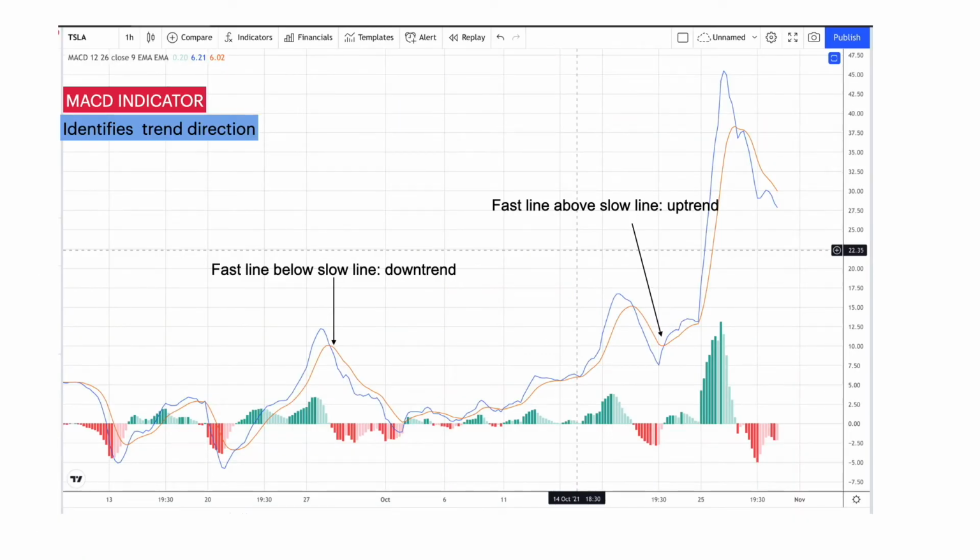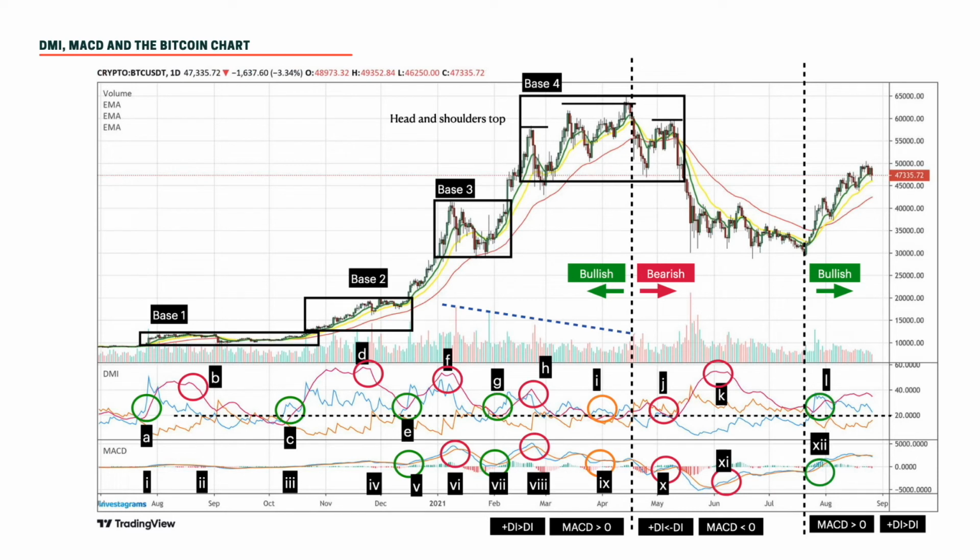MACD is another indicator that the momentum trader could use. The MACD indicator identifies the direction of the trend. If the fast line is below the slow line, you have a downtrend. If the fast line is above the slow line, we have an uptrend. In this chart of Bitcoin, we combine the MACD, the DMI and ADX indicators along with base counting to assess the direction of price and the strength of the trend.